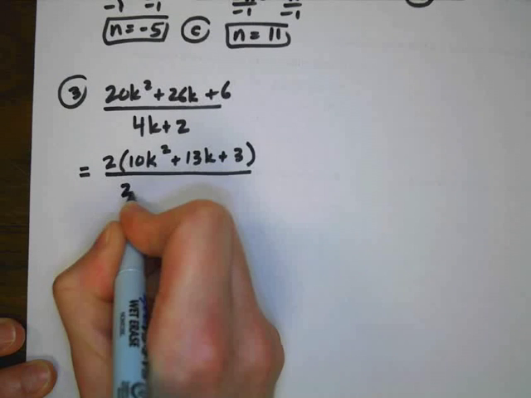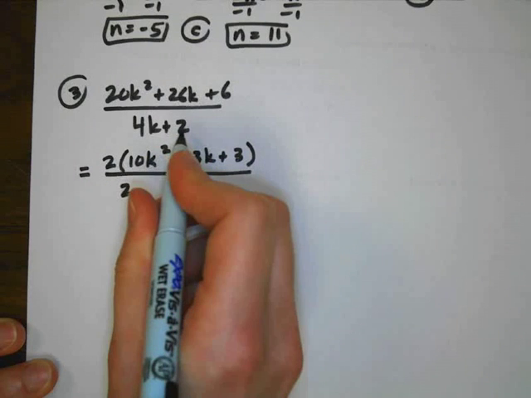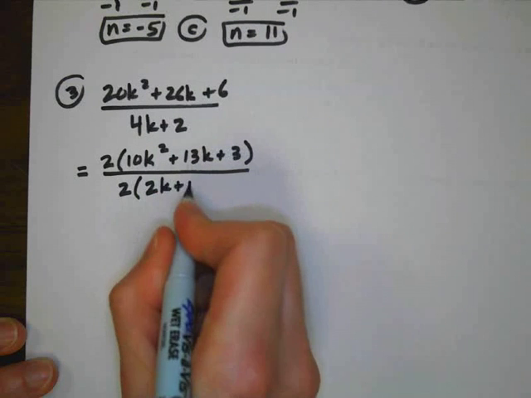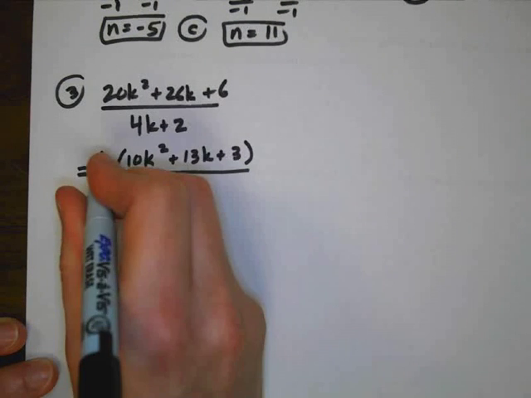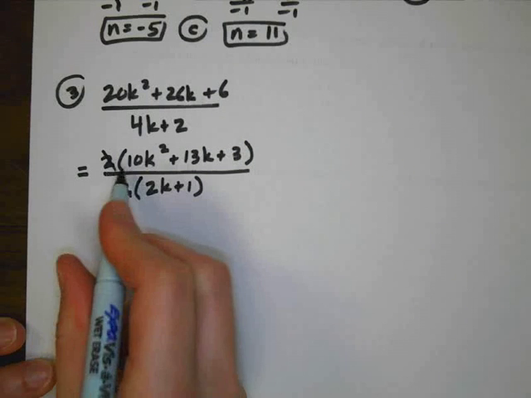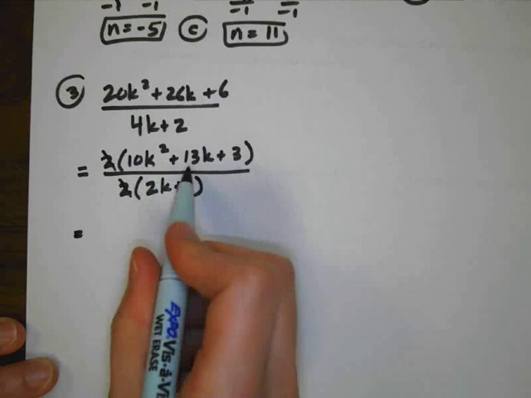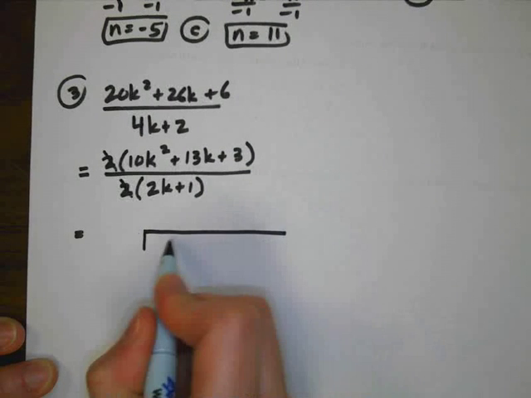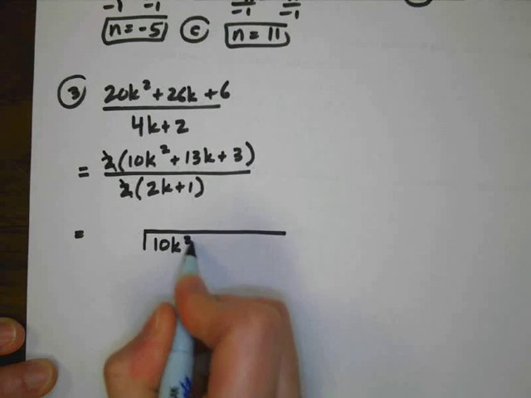Same thing with the bottom. 4k and 2 are both divisible by 2, so I'm going to factor that 2 out, and I'm left with 2k plus 1. So now that we have 2's on the outside, we can cancel them. So what we're left with is 10k squared plus 13k plus 3 divided by 2k plus 1. And this is actually a long division problem.